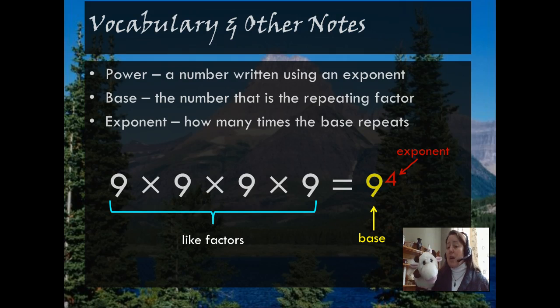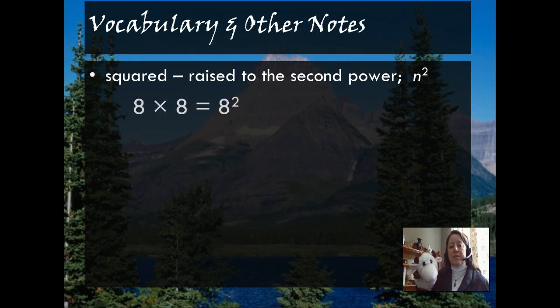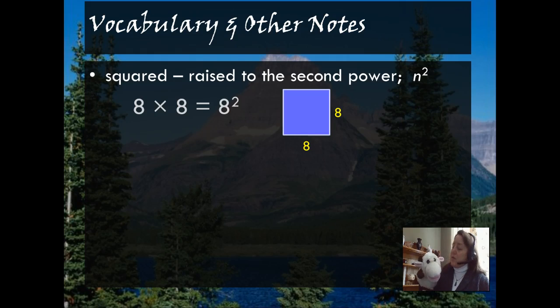However, there are a couple of special cases. The first one is when we have a number raised to the second power. We can say the number raised to the second power, or we can say that number squared. For example, 8 times 8 is 8 squared. This comes from the formula for finding the area of a square. 8 times 8 gives us the area of the square, thus 8 squared.